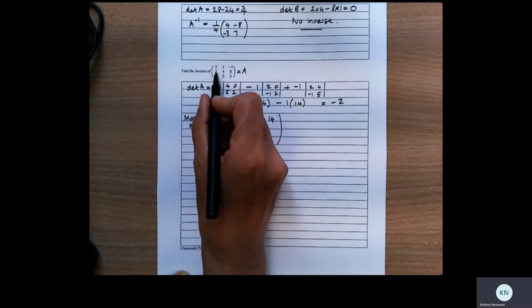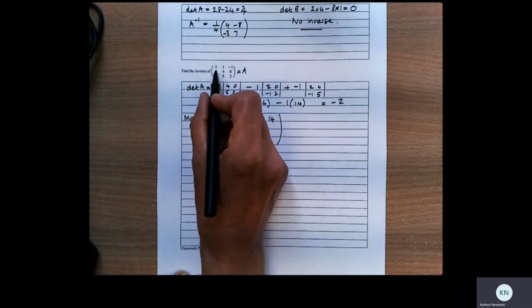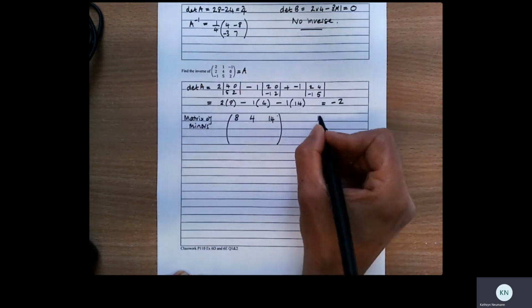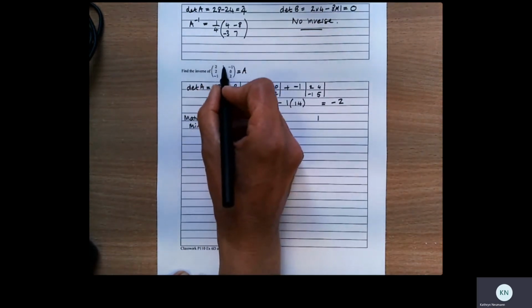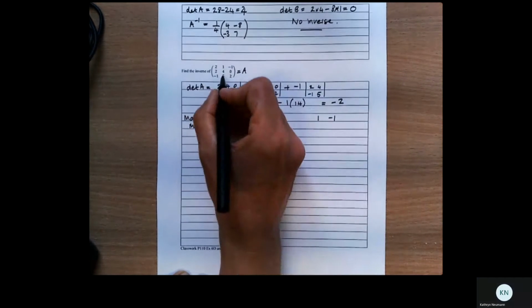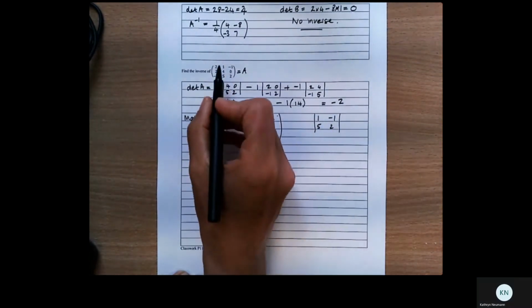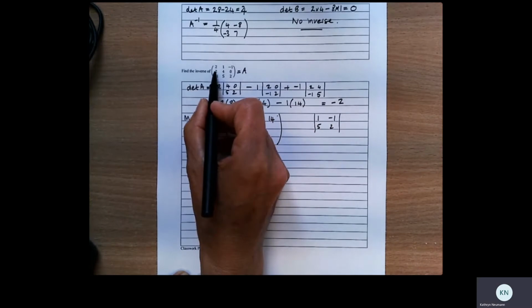Let's find the minor of the element 2 that's in the second row, first column. So we would cross out that row and that column, and we would be left with 1, minus 1, 5, 2. That would be the minor of this 2 here.